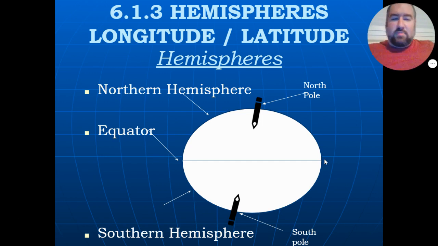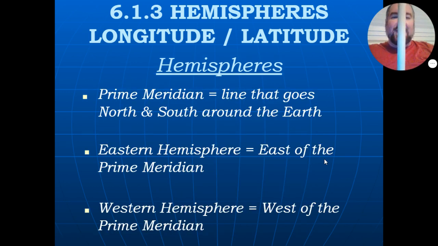So the equator, as I previously mentioned, is a line that goes east and west around the globe. So what line would be going north and south? Well, for that we go to the prime meridian. So the prime meridian is the line that goes north and south around the Earth. And because it goes north and south, that means it divides the Earth into the eastern hemisphere and the western hemisphere. Fairly straightforward. So the eastern hemisphere is east of the prime meridian, and the western hemisphere is west of the prime meridian.